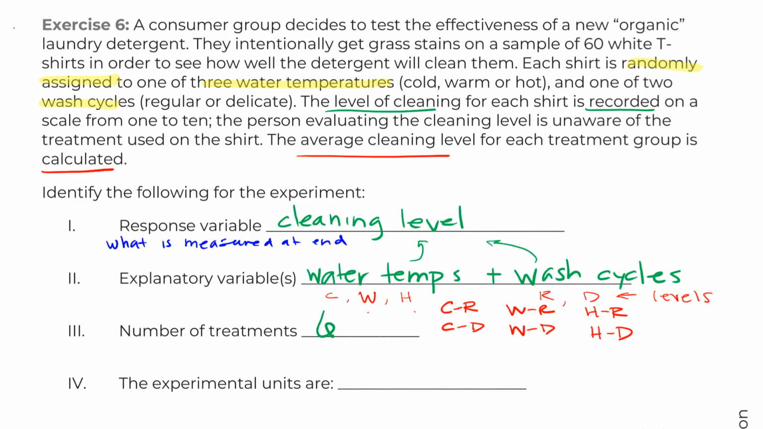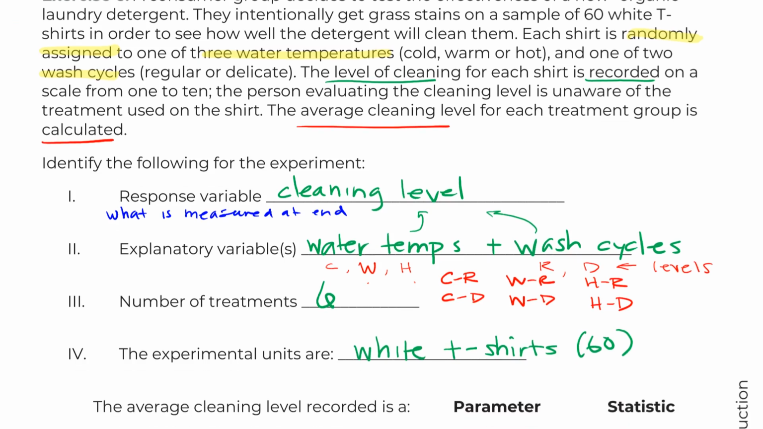All right, last question that we have to fill in here is the experimental units. These are the white t-shirts themselves. Here, if you included the 60 or didn't include the 60 on a test, I would give you either one will be fine. But these 60 white t-shirts are our experimental units. I put the 60 in parentheses because I wouldn't have docked you if that had been left off.